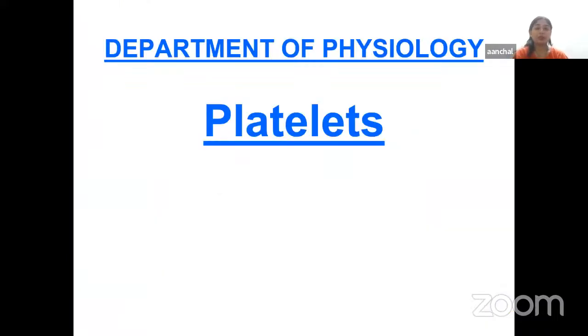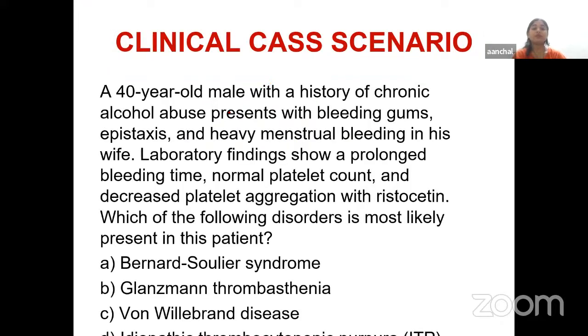So let's start with today's topic, that is platelets. We're going to start with a clinical case scenario, and this clinical case scenario we're going to discuss at the end of the session. A 40-year-old male with a history of chronic alcohol abuse presents with bleeding gums, epistaxis and heavy menstrual bleeding in his wife. Laboratory findings show a prolonged bleeding time, normal platelet count, and decreased platelet aggregation with ristocetin. Which of the following disorders is most likely to be present in the patient? The options are Bernard-Soulier syndrome, Glanzmann thrombasthenia, Wolff-Rendel syndrome, and LGD. So this question we're going to discuss at the end of the session.